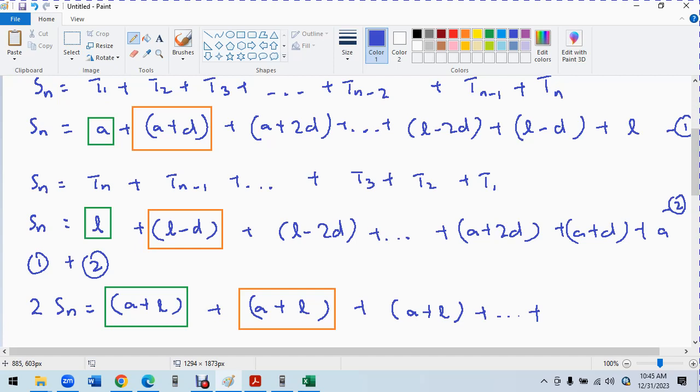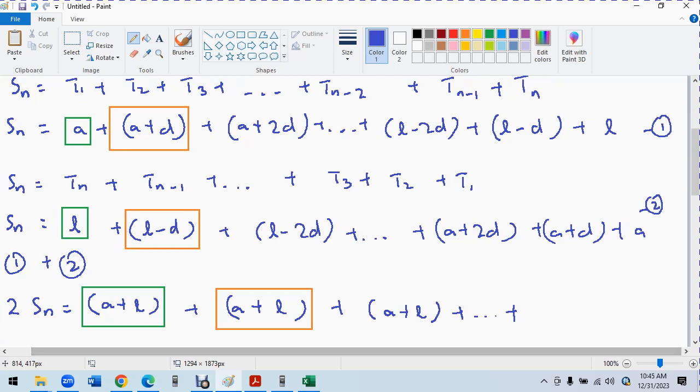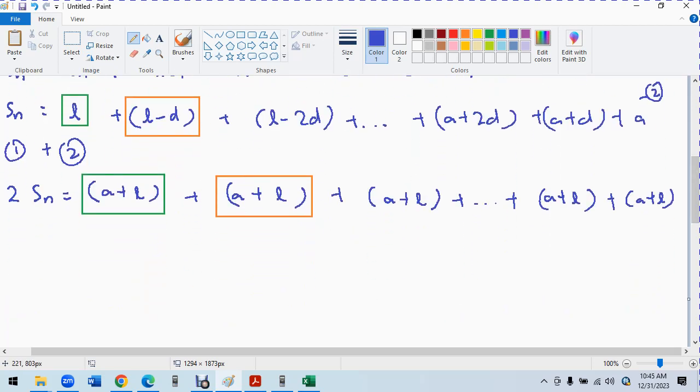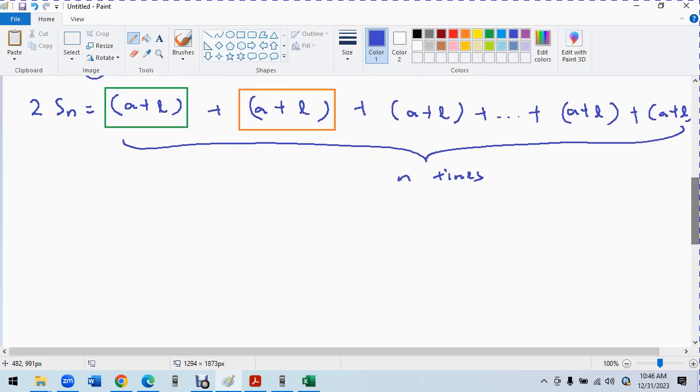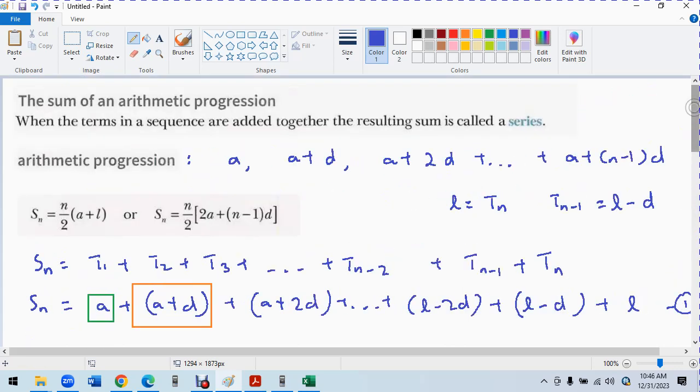So the third last is also l plus a, that is a plus l, and this one also a plus l. So we have a plus l for n times. So we have 2Sn is n times a plus l. So Sn is n over 2 times a plus l. This is the formula, n over 2 times a plus l.